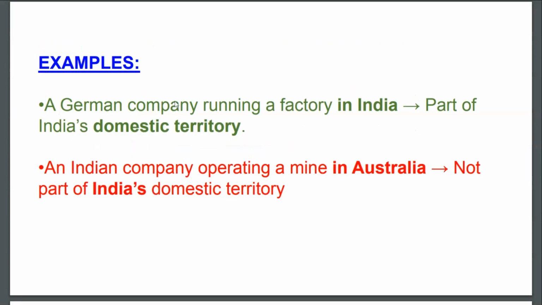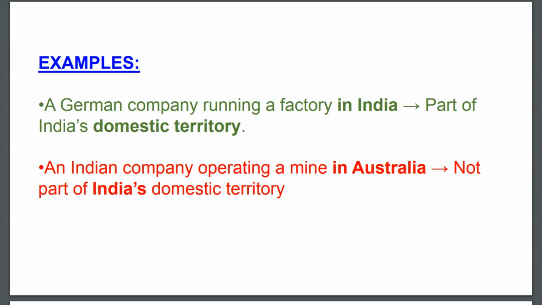Here you have an example: a German company running a factory in India is part of the domestic territory of India. So one thing is clear: except those exceptions, as I said, ships, aircraft, oil rigs or the military bases, all other things usually are part of the domestic territory of the respective nations. Say, for example, whether it is a German company or an Australian company, if it is running in India and they mainly manufacture in India, they are producing in India, they're investing in India, all their economic activities are within India's domestic region. Therefore, we call it the domestic territory of India. Such is the case for a foreign country also.